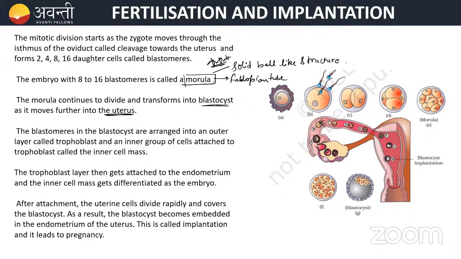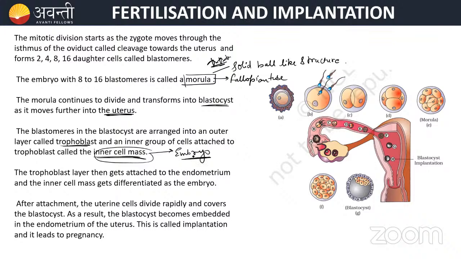Now these blastocysts undergo further divisions. Some cells of the blastocyst are arranged at the periphery, which are known as trophoblast. And some cells of the blastocyst are confined to one region or one portion, and those cells are known as the inner cell mass. So remember, the inner cell mass is the one which is involved in the organ formation of the embryo.